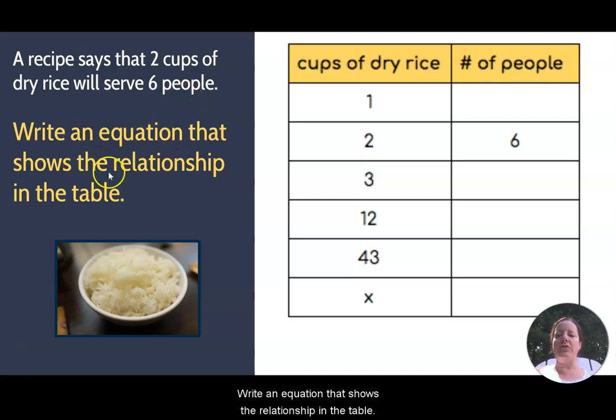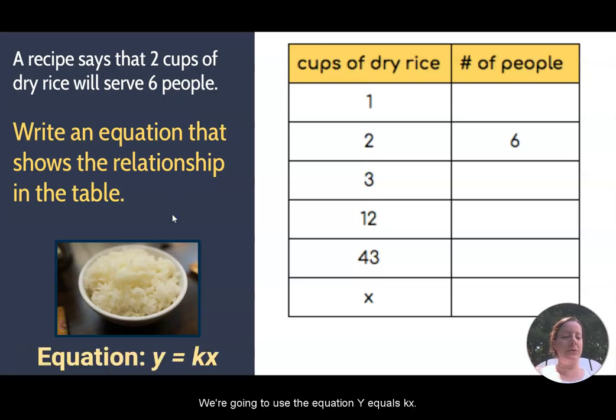Write an equation that shows the relationship in the table. We're going to use the equation y equals kx. First, we need to find the constant of proportionality. We're going to use y over x.